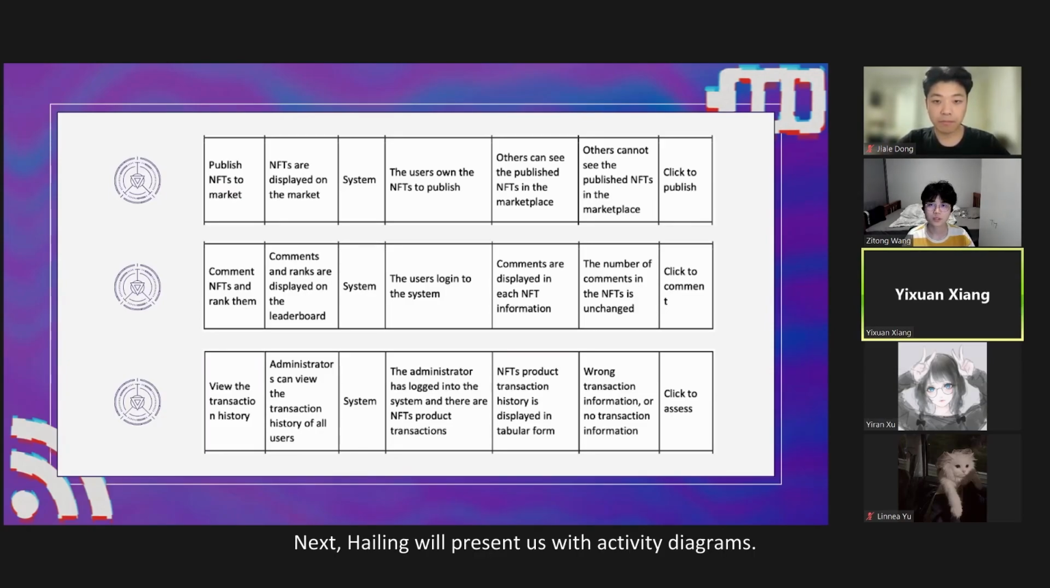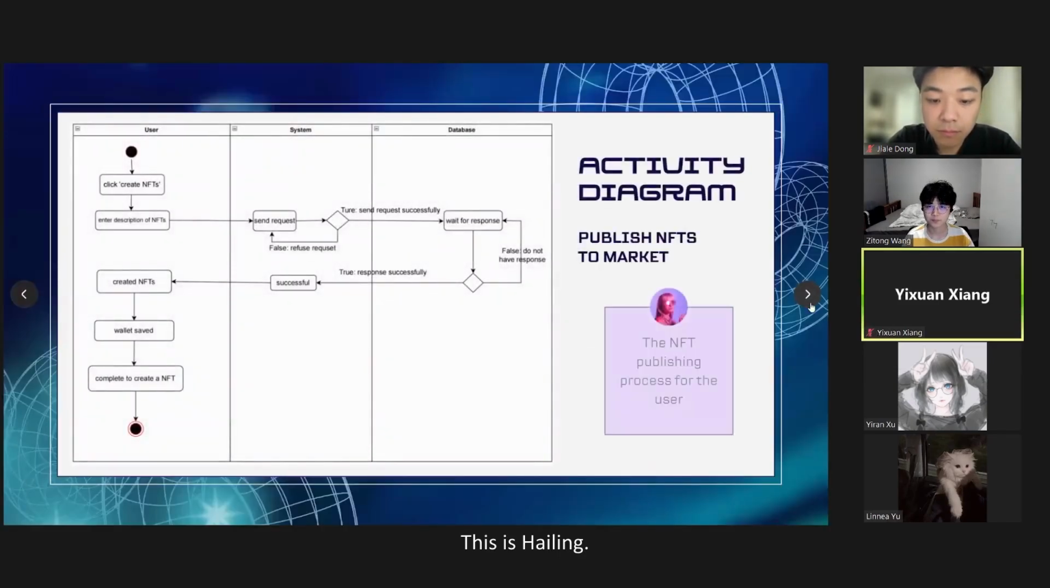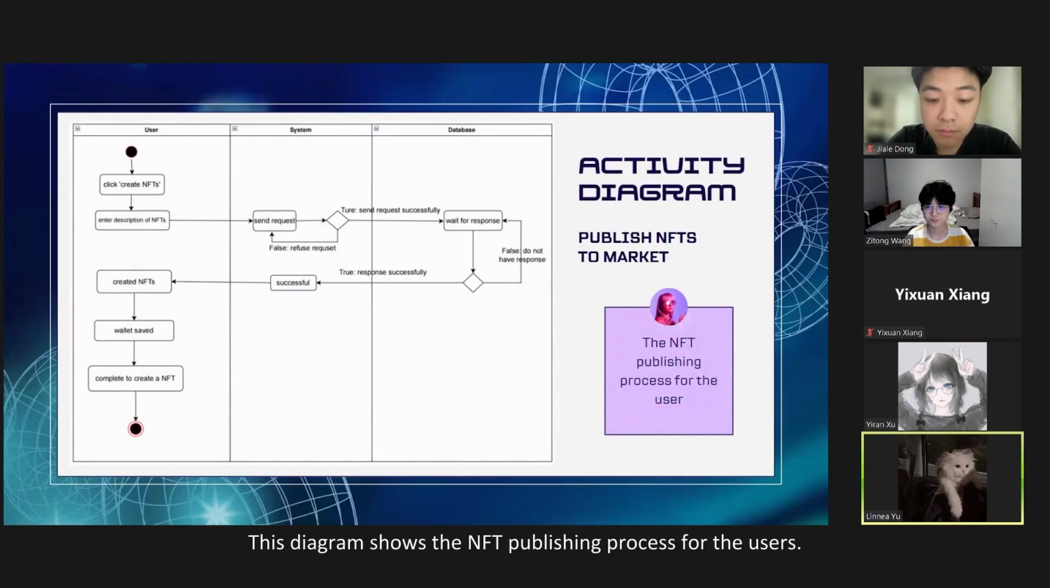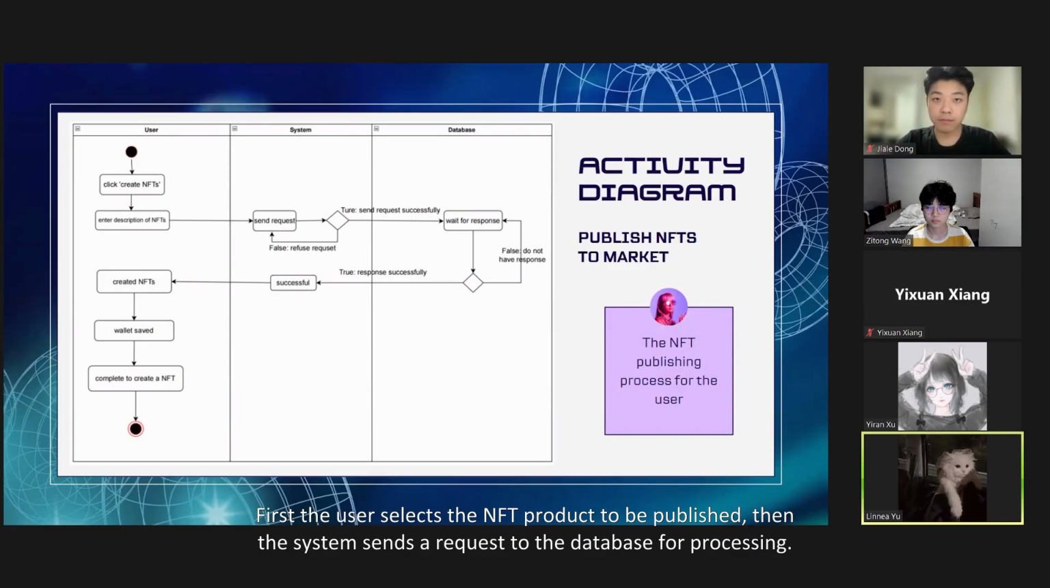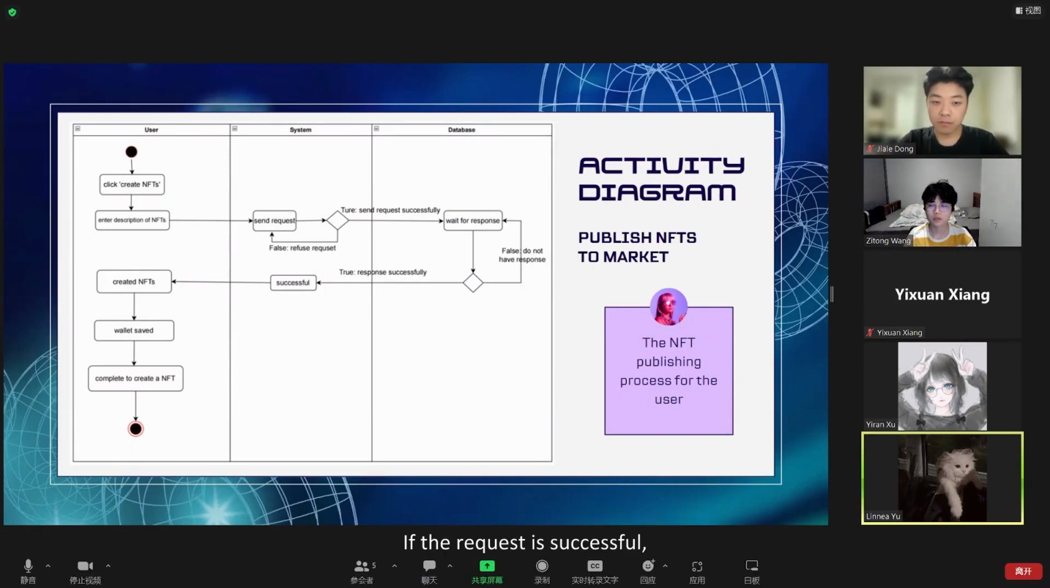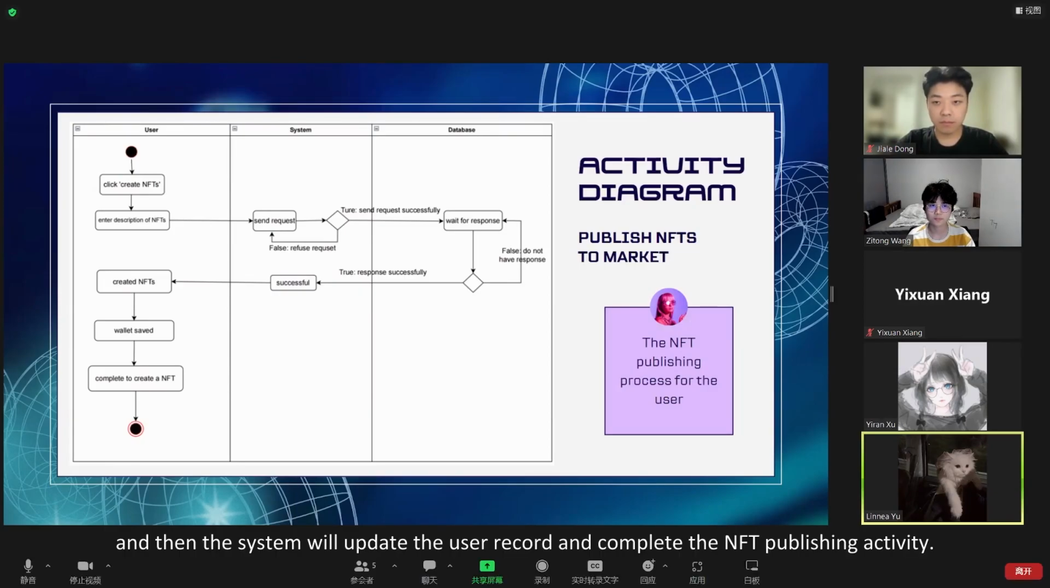Next, Hailin will present us with activity diagrams. This is Hailin. This diagram shows the NFT publishing process for the users. First, the users can select the NFT product to be published. Then the system sends a request to the database for processing. If the request is successful, the database response will be awaited and the NFT will be published. And then the system will update the user record and complete the NFT publishing activity.